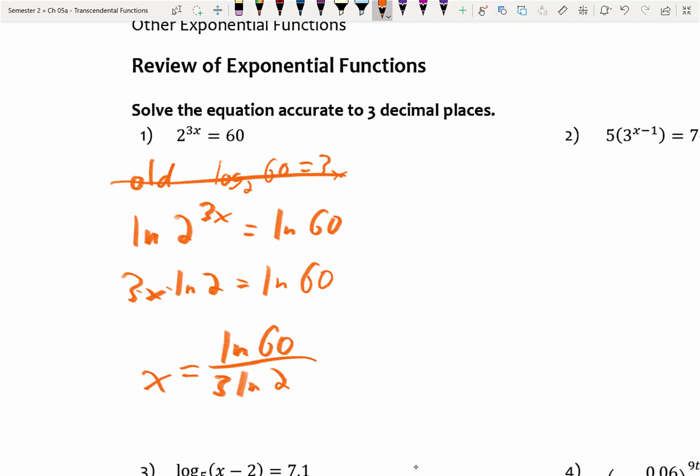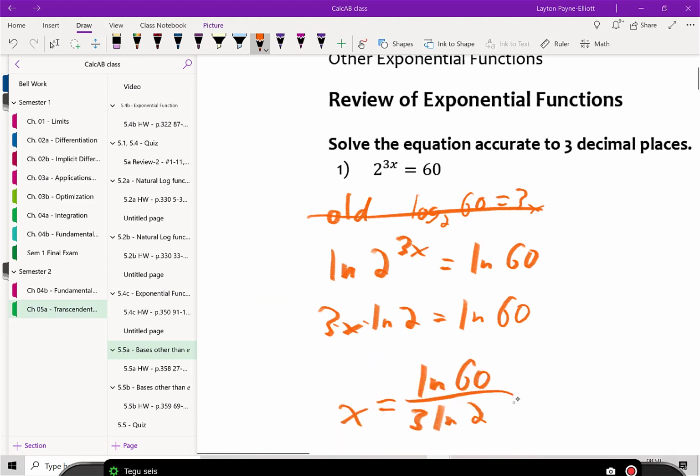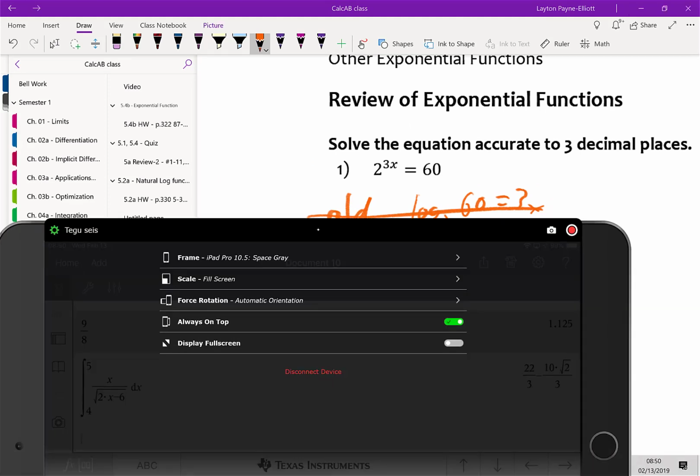Now, all that matters is that you are in a calculator-ready mode, where if you were using a scientific calculator, you could do this. You're not using a scientific calculator. You're using a calculator that is much more complex and much better than the scientific calculator. But if you were using one, you could do this. So I'm going to bring this up, and we're just going to try this.